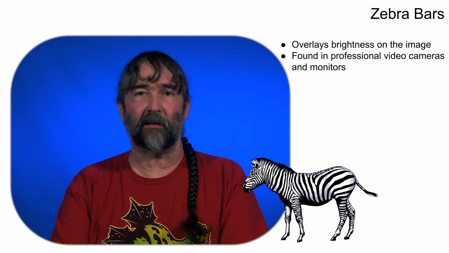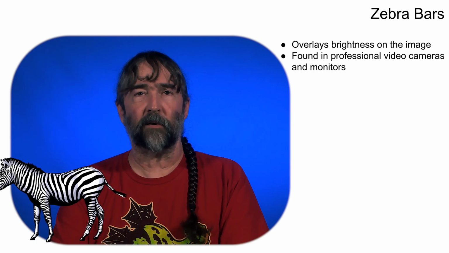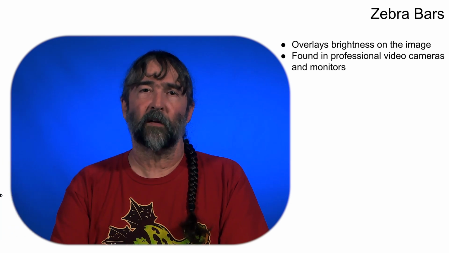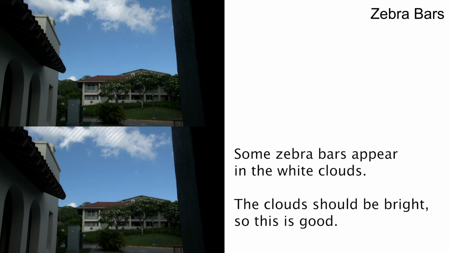It's a series of diagonal lines moving across the screen, but they only show up in places where the image is bright. So in this particular case, as you're looking at this properly exposed exterior image, you'll see the diagonal lines marching across in the fluffy white clouds, but really nowhere else. This is appropriate because zebra bars tell us part of the image is bright, almost too bright. And the only thing in this particular image that should be really bright are those fluffy white clouds.